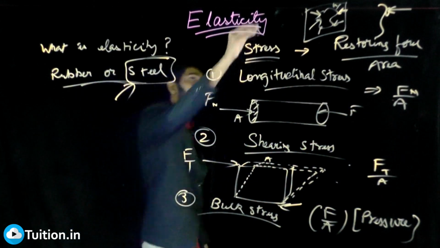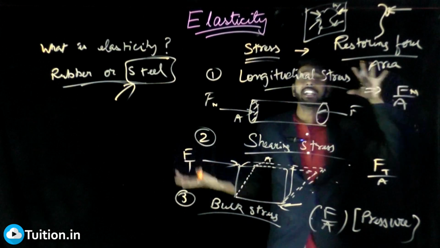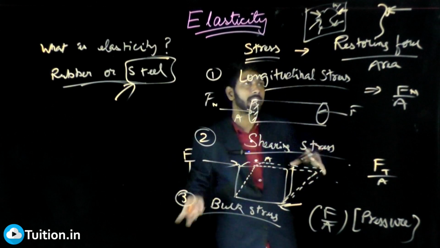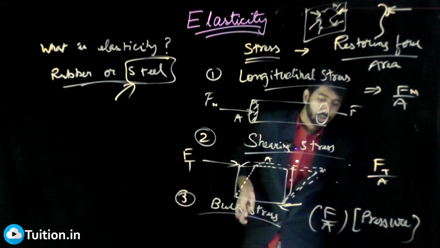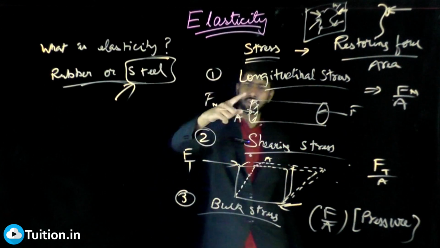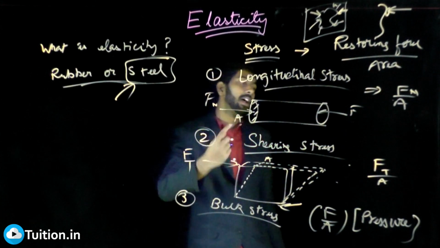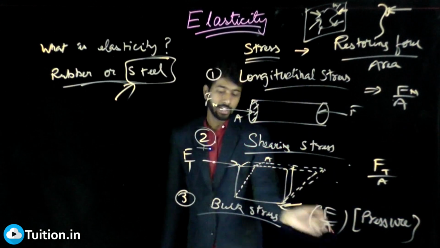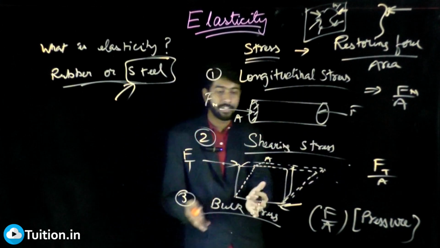Because when you place the body inside the liquid, it is pressure which is actually compressing the liquid. F by A is basically the pressure. So you can replace that with pressure. Here also nothing wrong in saying that this is also a pressure, but usually it's more convenient to use it in bulk stress. We usually use it more often for bulk stress.